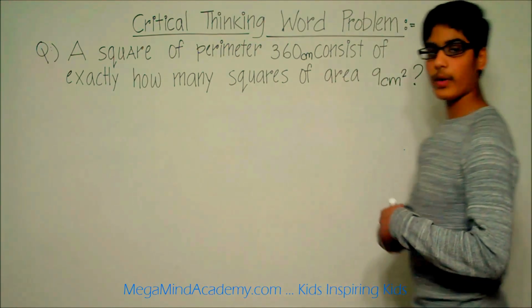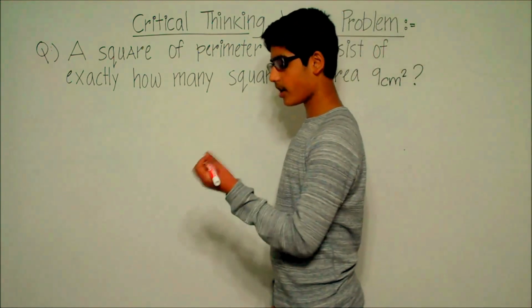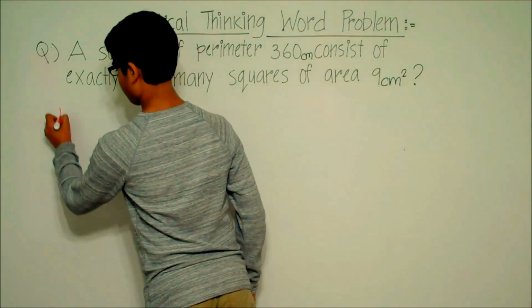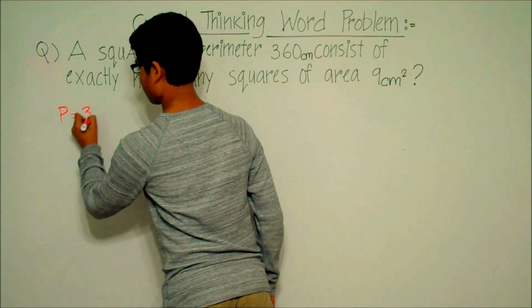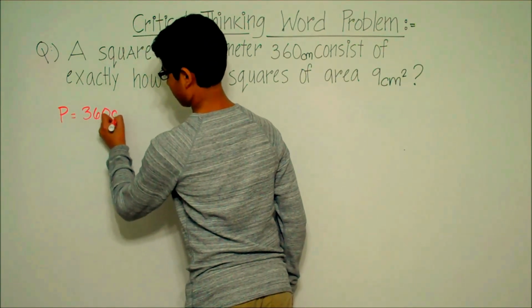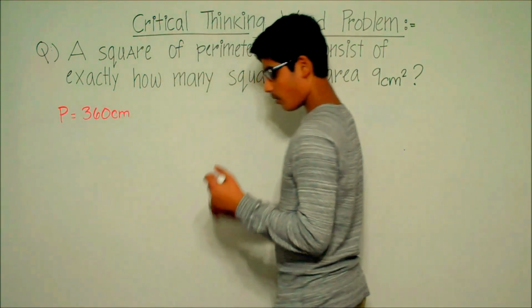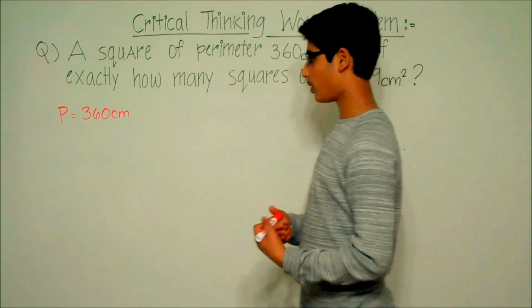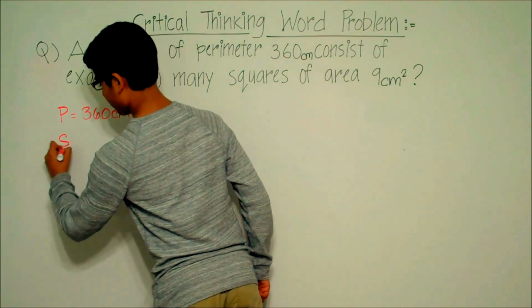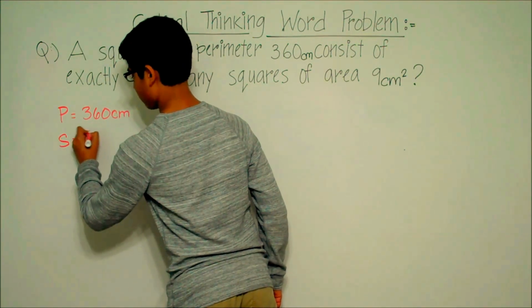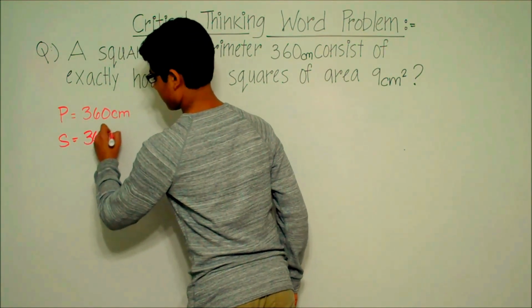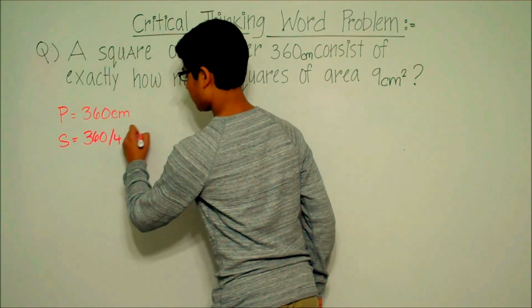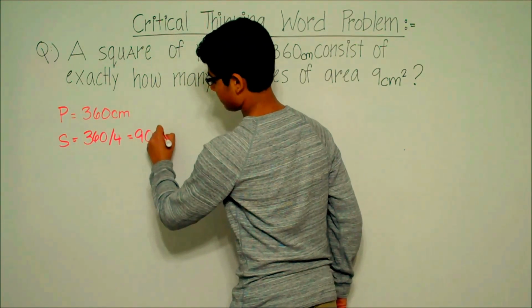So we know that the square has a perimeter of 360 centimeters. So the perimeter is equal to 360 centimeters. Now, we know that all the four sides in a square are of equal length. So the length of one side is 360 divided by 4, which is equal to 90 centimeters.